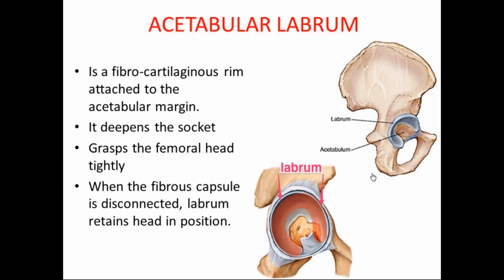Acetabular labrum is a fibrocartilaginous rim which is gaining attachment to the acetabular margin, resulting in the deepening of the socket. Thus, it grabs the femoral head tightly. Also, when the fibrous capsule is disconnected, labrum is helping in retaining the head of femur in position.